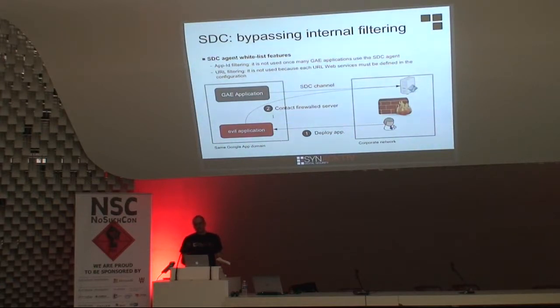The thing is you can tell Google only requests coming from this application will be allowed to go through the SDC connector. However, in real life, what we see is that from the corporate network, we just deploy a new application in the Google App domain. You don't need any special privilege to do this. You can use it with a standard account. And from this application, you will request your internal server, and you ask Google, please go through the SDC channel.